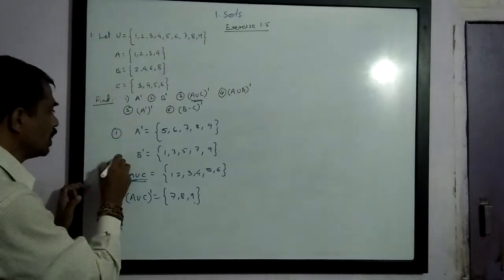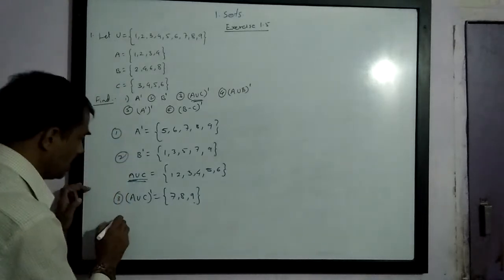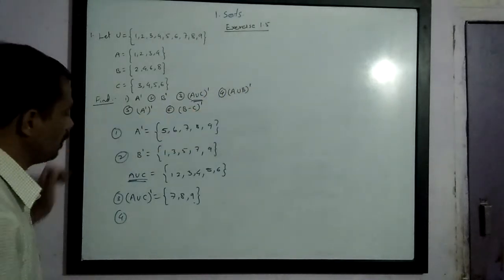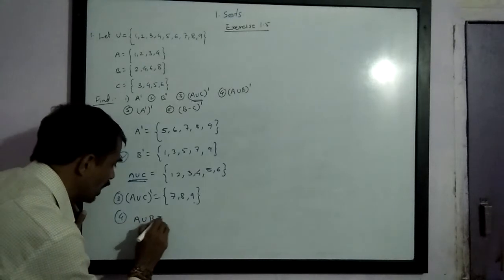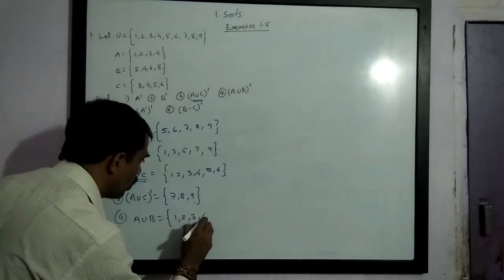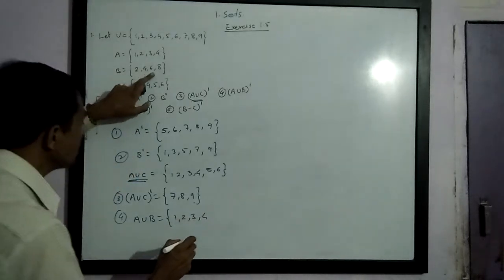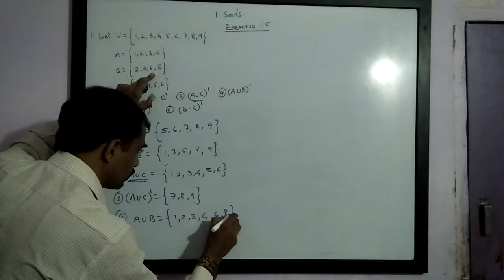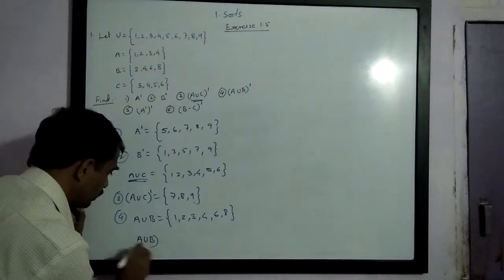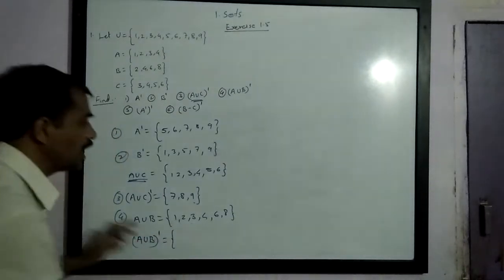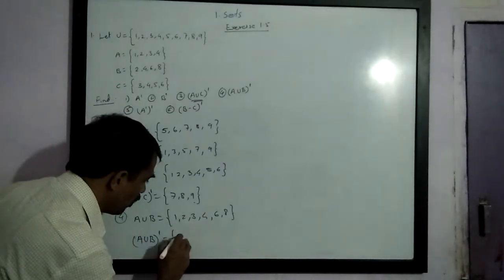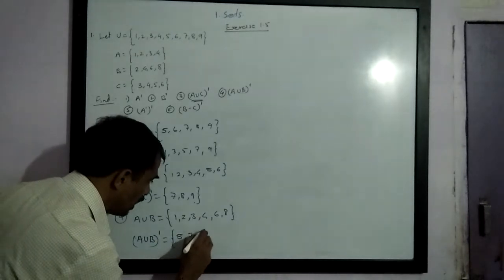So this is the first question, this is the second question, this is the third question. Then fourth is A union B's complement. So first we have to find A union B. A union B is equal to the set of all the elements in set A and B. It means it is a set of 1, 2, 3, 4. Then 2, 4 are already written, 6 and 8. Now its complement, A union B's complement means the complement of this set is equal to the set of all the elements which are there in the universal set but not in A union B. So it means it is a set of 5, 7 and 9.